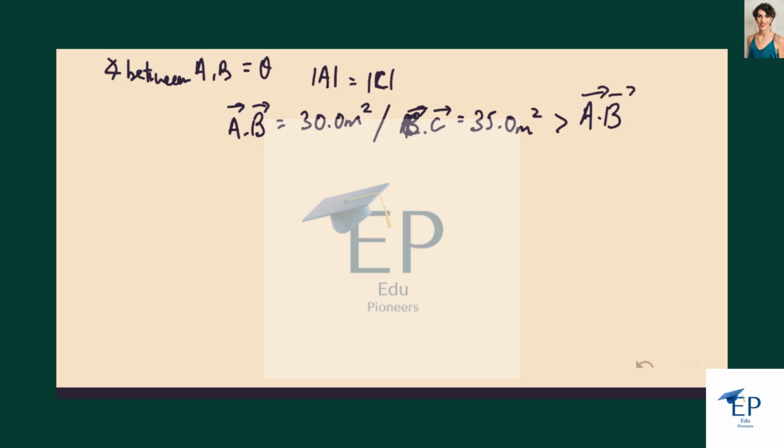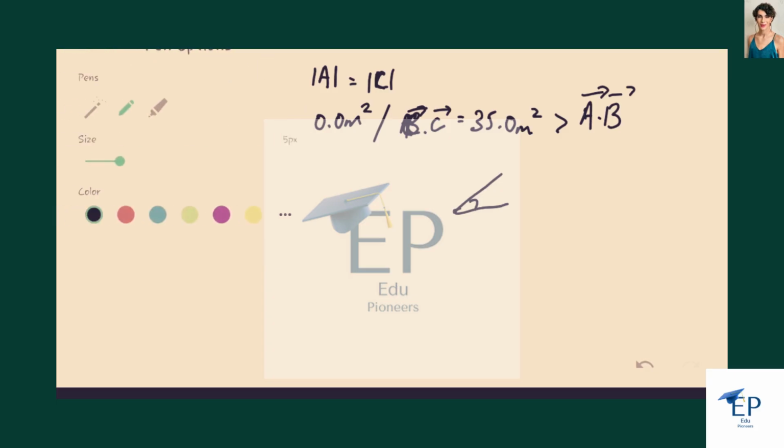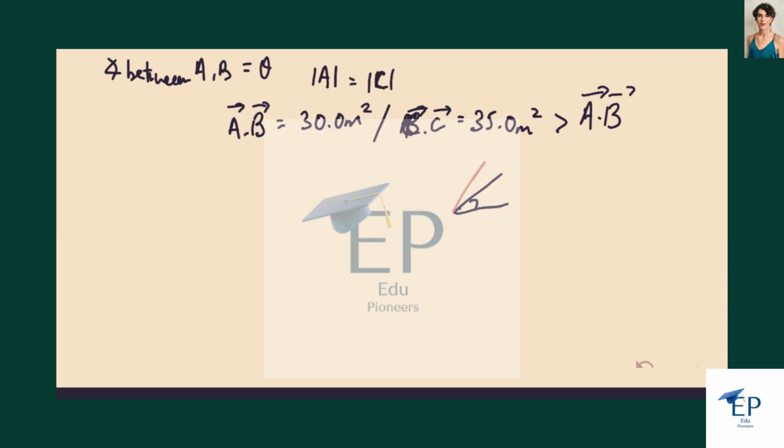And this tells us that the angle between C and B must be a smaller value. Basically, they are closer to each other and they have a smaller angle compared to A and B, right? A probably has a larger angle. Something like that, right? So this would be A, this would be C, and this would be B.